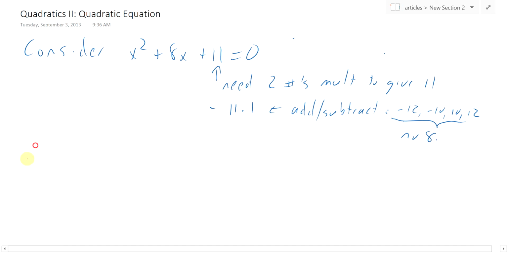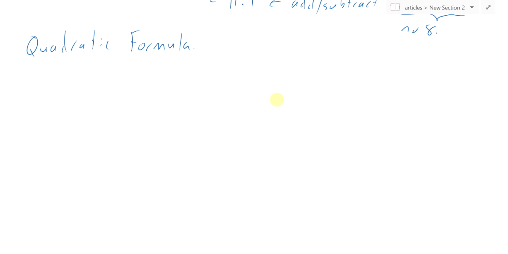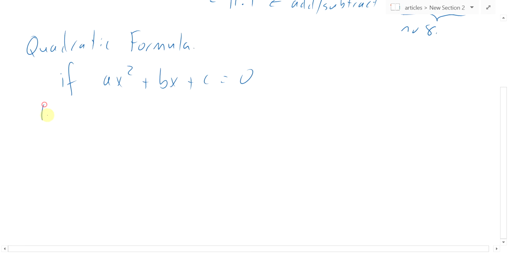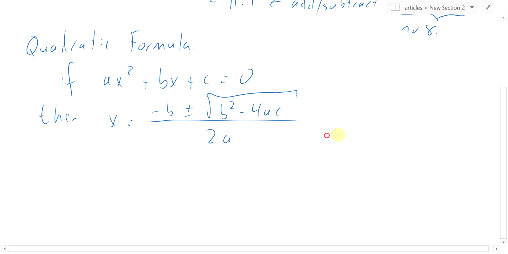Well, we can look at the quadratic formula, which is a way to solve quadratic equations that can't be factored. We'll see where this formula comes from when we do completing the square in Chapter 2. But what is the quadratic formula? If ax squared plus bx plus c equals 0, then x equals negative b plus or minus the square root of b squared minus 4ac all over 2a.